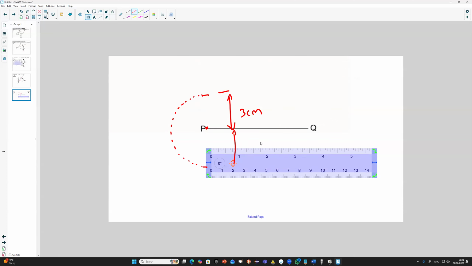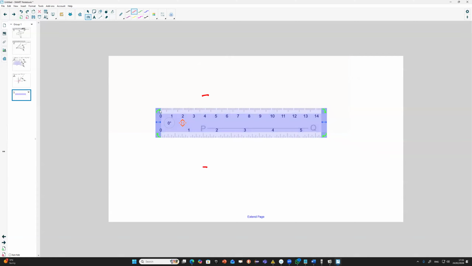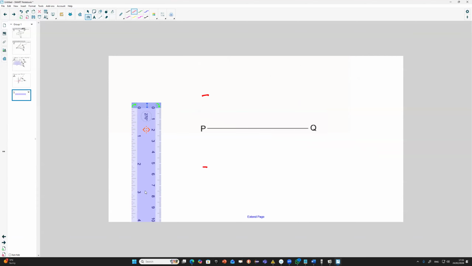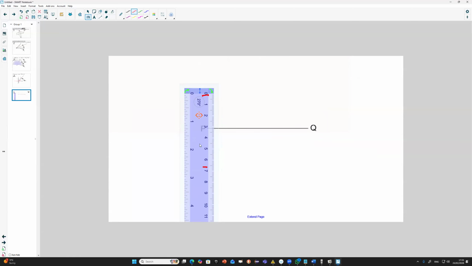Hang on, let's change to inches. Don't want that. There we go. So if we have a go at that. So firstly, I'll just get my ruler. Can I snap it 90 degrees? No, okay, I have to do that. So that's 270. So I measure 3 centimeters. That is there. I can do a little mark. 3 centimeters below.